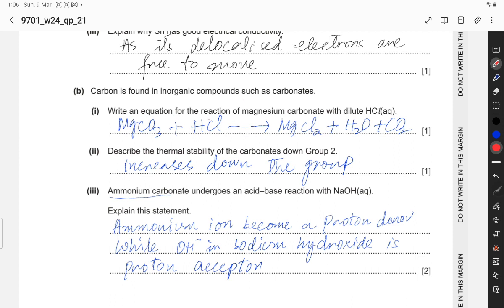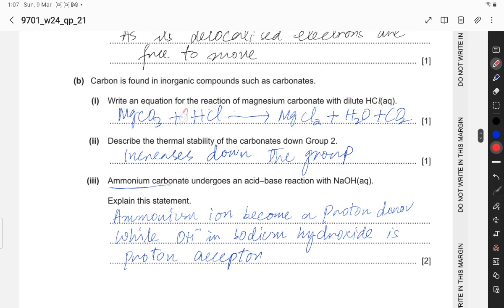Write an equation for the reaction of magnesium carbonate with dilute HCl. This is a very simple reaction, because when any carbonate reacts with HCl, salt, water and carbon dioxide are formed. So in this reaction, magnesium chloride plus water plus carbon dioxide is formed. To balance this reaction, place 2 over here.